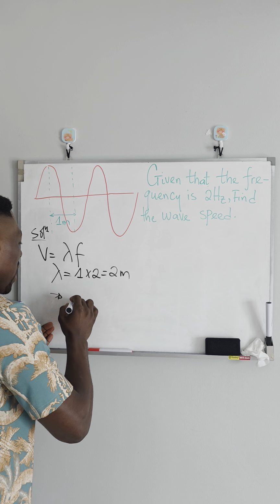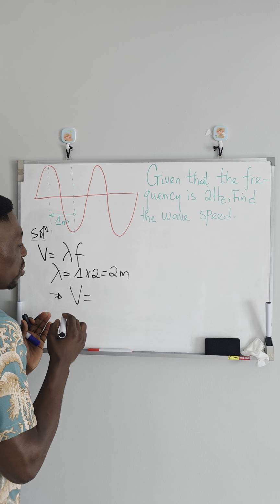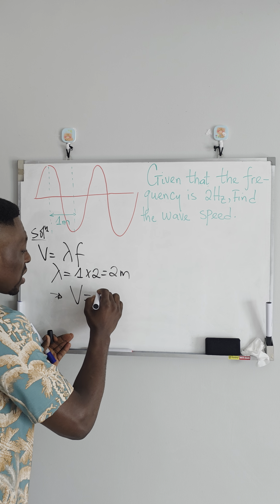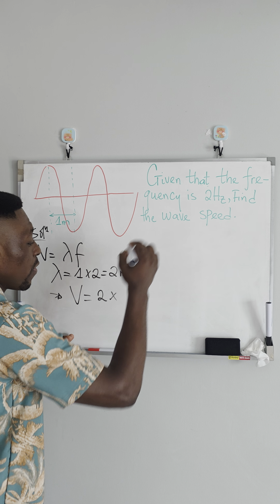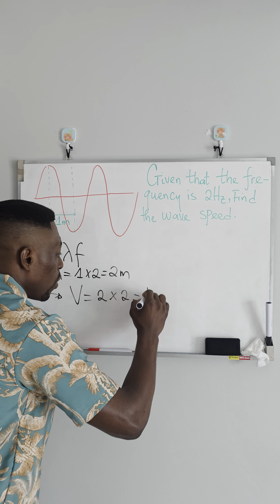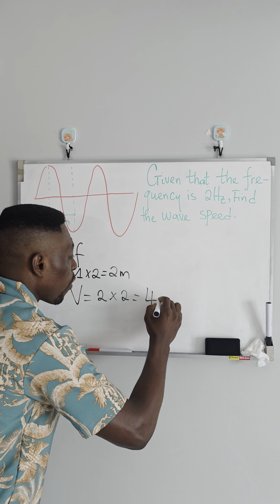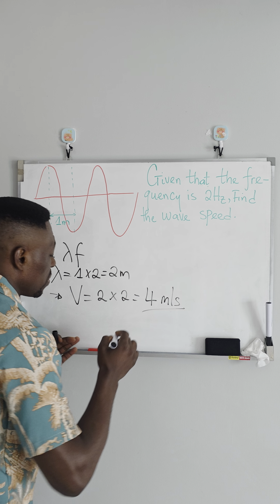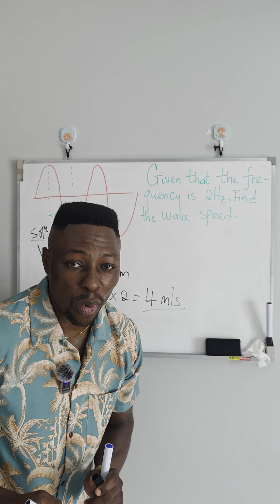Now, I have every element of my formula. Let me go ahead to apply it and obtain wave speed, which will be equal to wavelength, which is now 2, times the frequency, which is 2 hertz. And if you punch well, we should obtain 4 meters per second, because this is the SI unit for speed.